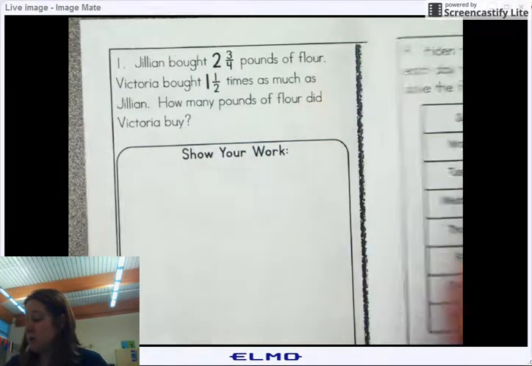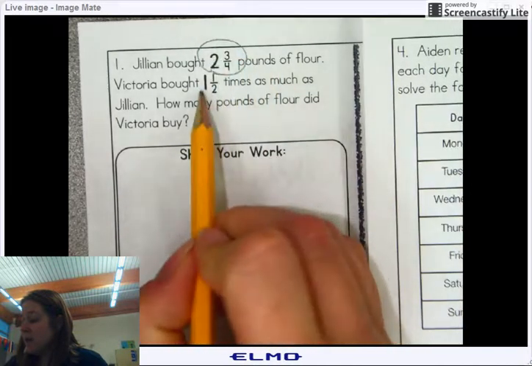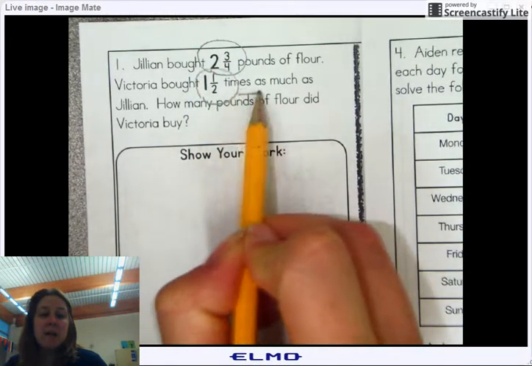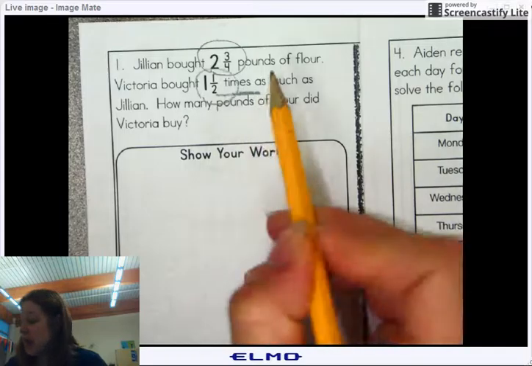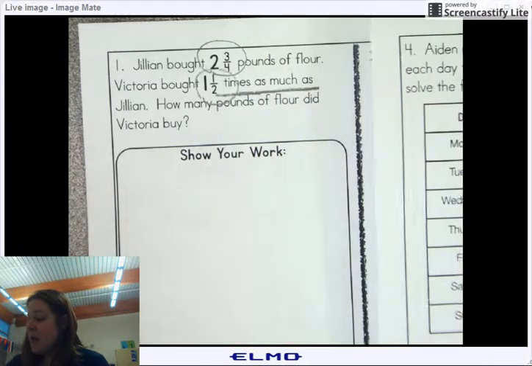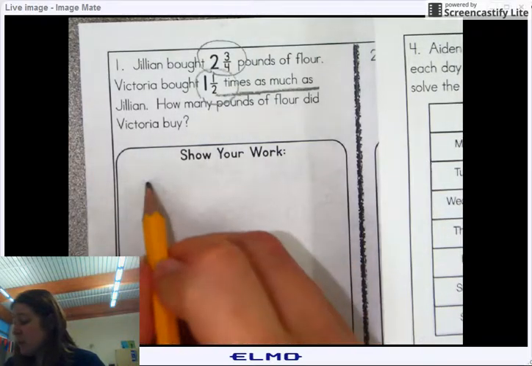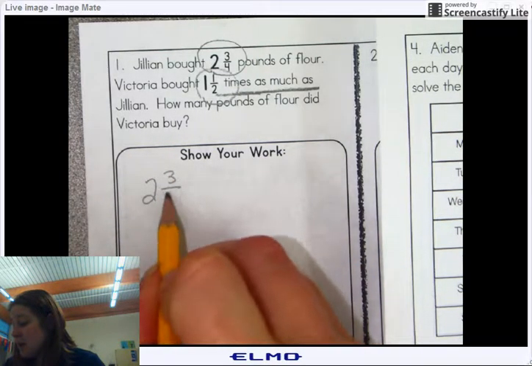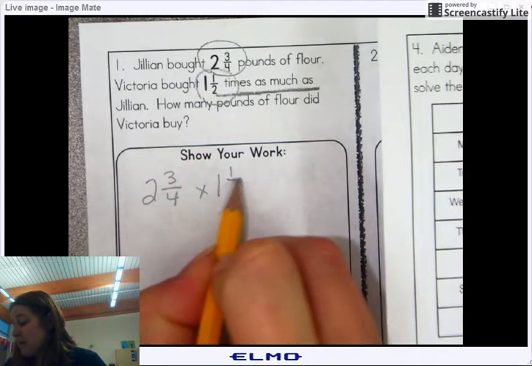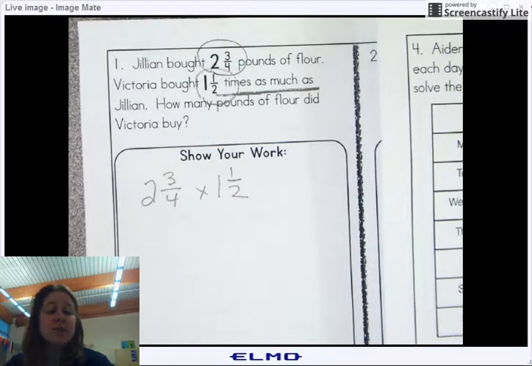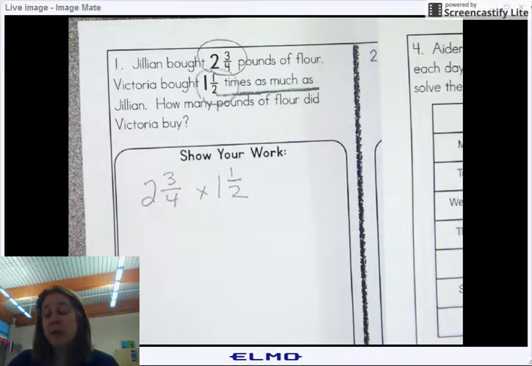Jillian bought 2 3/4 pounds of flour. Victoria bought 1.5 times. I'd like to look at the keyword as much as. There are my keywords. As much as Jillian, how many pounds did Victoria buy? So when you're working with fractions, if you remember from the last time, what do we have to do to these mixed numbers? We can't just multiply them as mixed numbers. We need to change them into, yes, improper fractions.